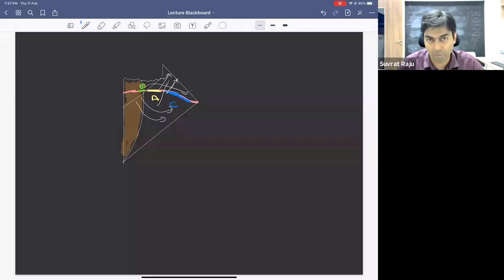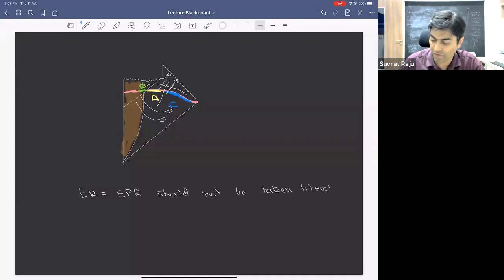I should say a note of caution. I think that many times ER equals EPR is taken literally. At least I think that ER equals EPR should not be taken literally. It's not the case that every time you have a qubit or an EPR pair that you have wormholes that connect them. But rather, I think that ER equals EPR should be interpreted as the following statement.